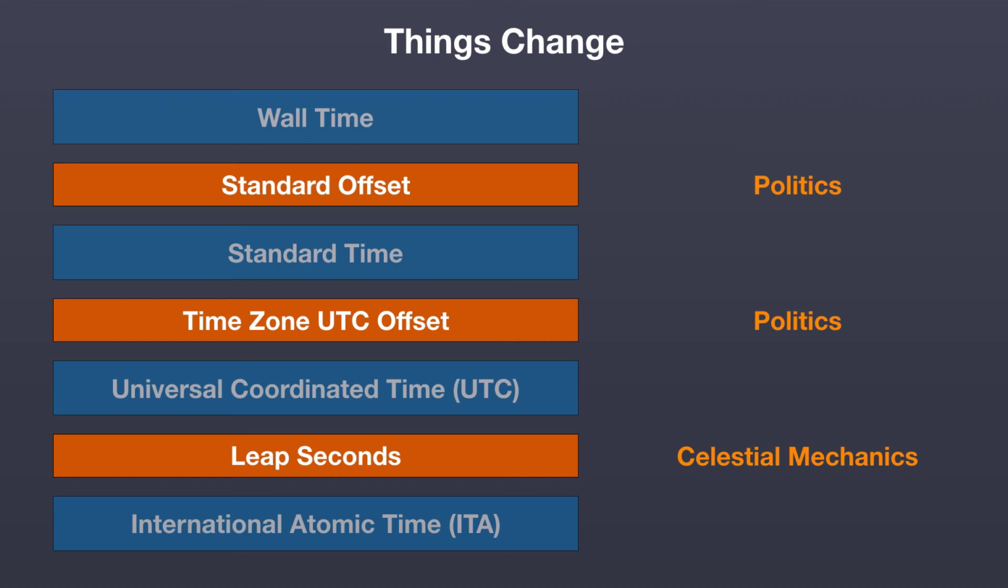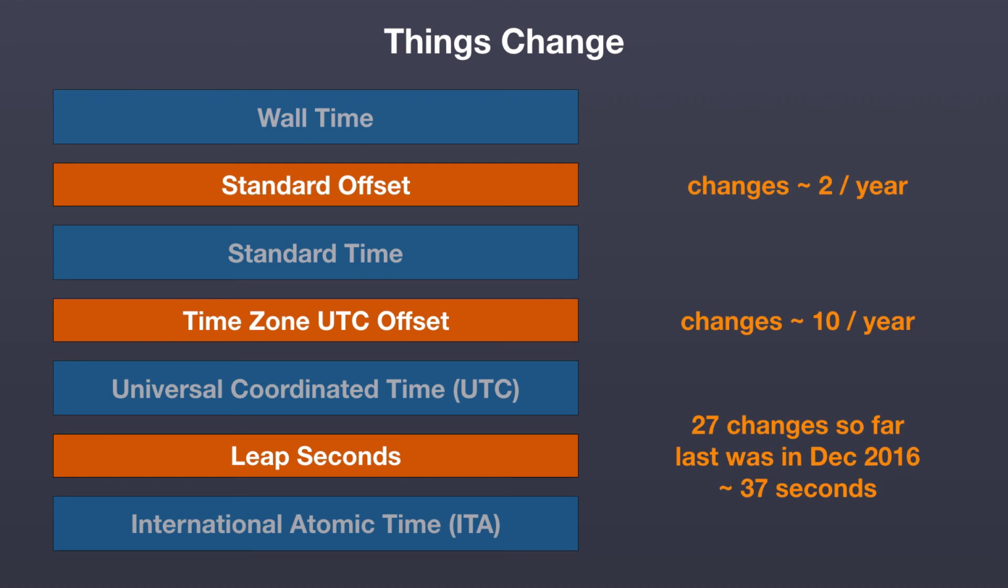so far for leap seconds, there have been like 27 changes, and the last one was in December of 2016. We're approximately 37 seconds off of atomic time at this point. Time zones themselves can change, so you may see around 10 changes a year as far as different countries changing their rules for what time zones they're going to, what the rules are.